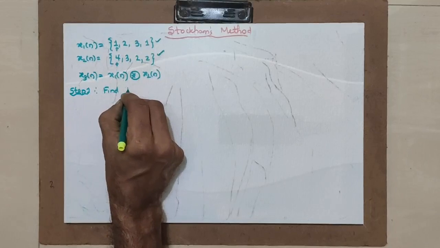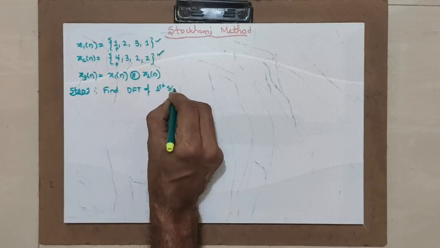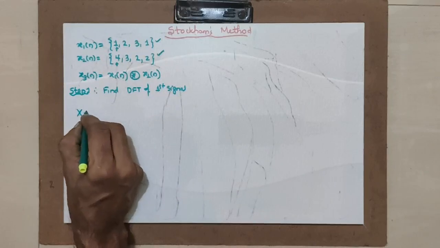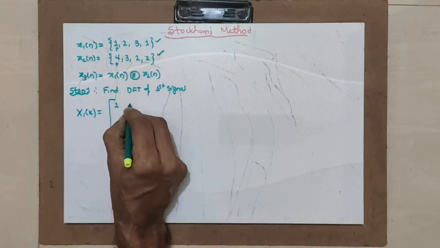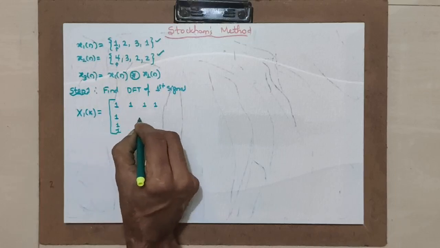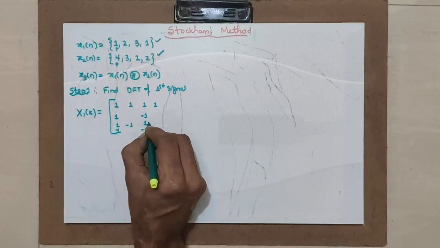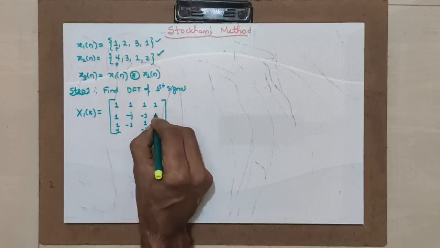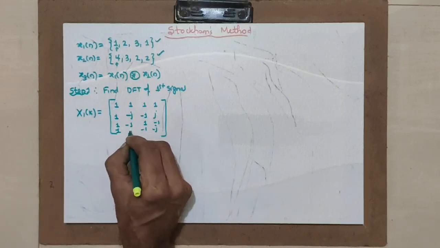Find DFT of first signal or x1n. I will be applying the matrix method. It is easy for me to apply it. Hence x1k is equal to the matrix: first row 1 1 1 1, second row 1 minus j, minus 1, j, third row 1 minus 1, 1 minus 1, fourth row 1 j, minus 1, minus j.